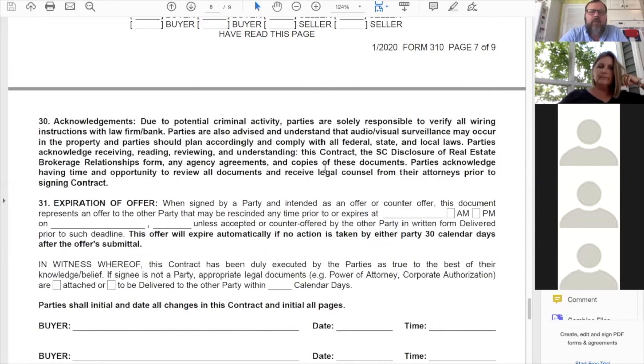Paragraph 30 basically says that the parties are fully responsible to verify all wiring instructions from law firms or banks. They are also advised that any audio or visual surveillance may occur in the property while they're looking at it. And again, that would default to whatever the local law is on that. And then they also acknowledge in this that they've read and reviewed this contract, the disclosure, that they're not just relying solely on my explanation. They've gone through it to see if they have any questions as well.